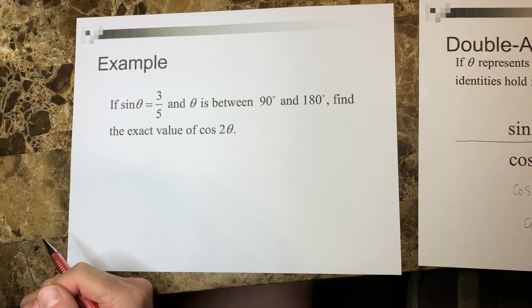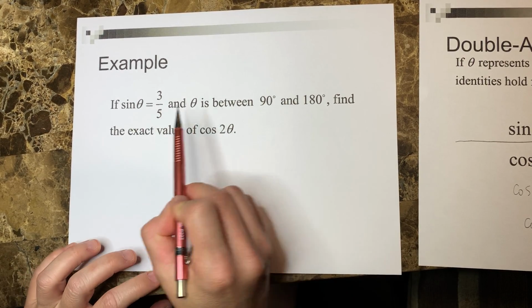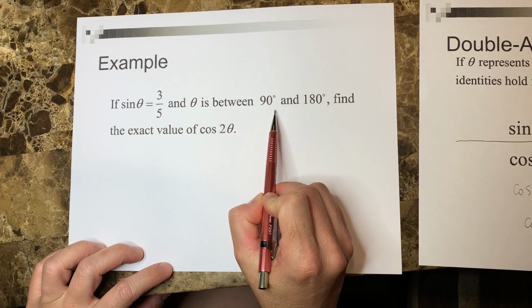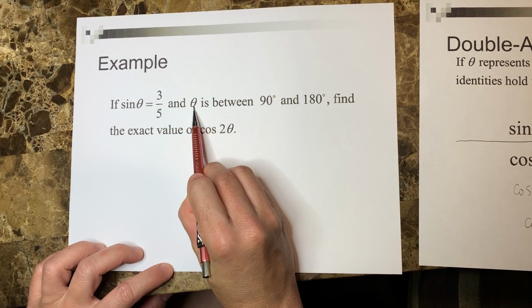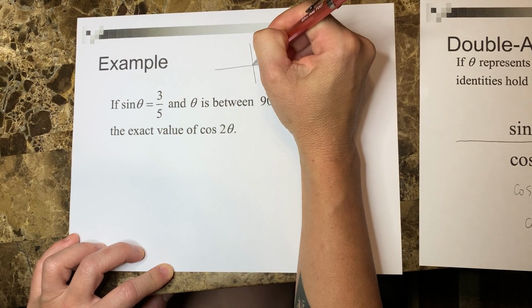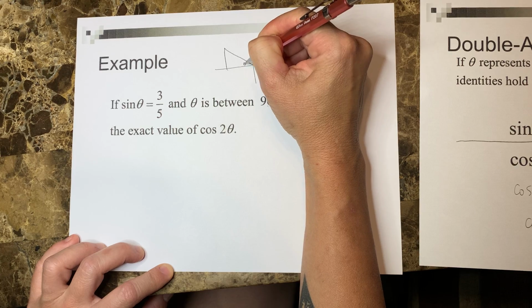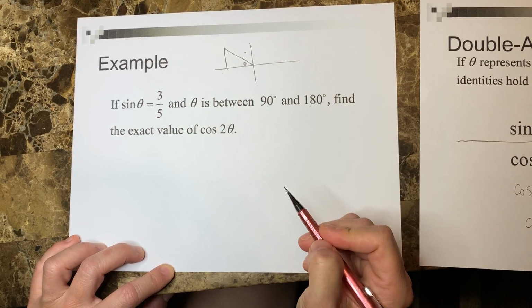So this is what your problems are gonna look like. They're going to give you the sine or the cosine or the tangent of some angle, and they're going to tell you where it is located. This is really important for positives and negatives. So this particular angle is between 90 and 180. So let me just draw a really fast picture. That means somewhere here, I found the angle. It's in this quadrant, between 90 and 180.